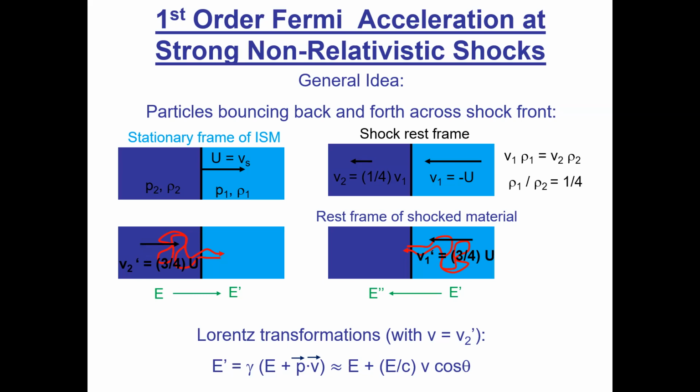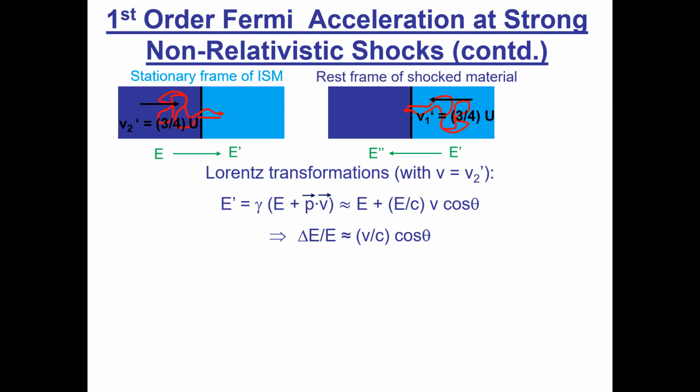So we have that. From that, of course, the difference in energy is just this last term there. So the difference in energy over the original energy is just shock speed over c times cosine theta. We'll see that this is an effect that is really just first order in the shock speed, so it scales linearly with the speed. That's why we call this first order Fermi acceleration.